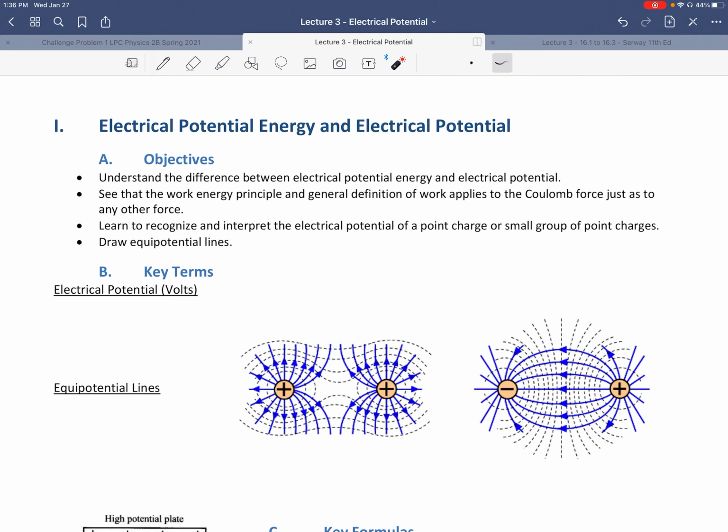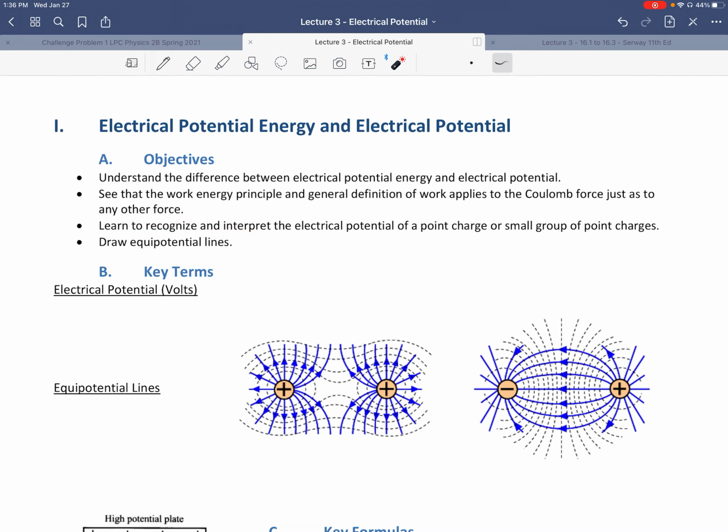Our objectives are to understand the difference between electrical potential energy and electric potential. We want to see that the work energy principle and general definition of work applies to the Coulomb force just as to any other force, like the gravitational force. We need to learn to recognize and interpret the electrical potential of a point charge or a small group of point charges as a very important special case, and be able to draw equipotential lines.